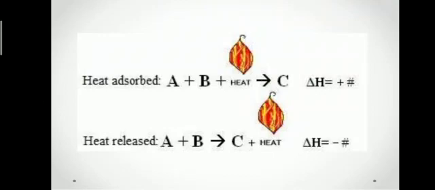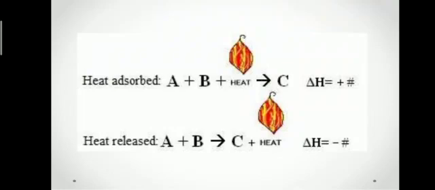Some of the examples are burning of natural gas, that is methane, dissolution of sodium hydroxide in water, and neutralization of acid and base, which produce heat. While heat is absorbed during evaporation of liquids, melting of ice, dissolving of ammonium chloride in water, and cracking of alkanes, etc. In all these processes, that is in evaporation of liquids, melting of ice, dissolving of ammonium chloride in water, heat will be absorbed, the reaction will be endothermic and del H will be positive.